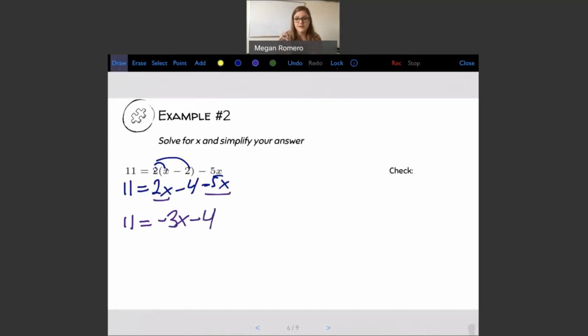Our next step is to get our variables together and our numbers together, and now we're going to work across that equal sign. If I want to get rid of the 4 on the right-hand side, it's a negative 4. I'm going to add 4 to both sides. So you can write it horizontally, or you might have seen it stacked vertically. On the left-hand side, 11 plus 4 is 15.